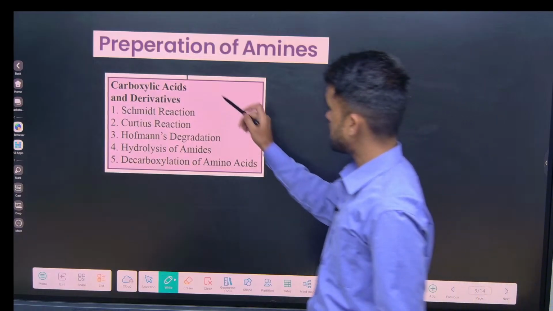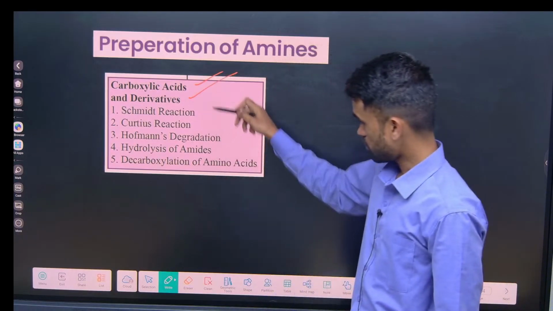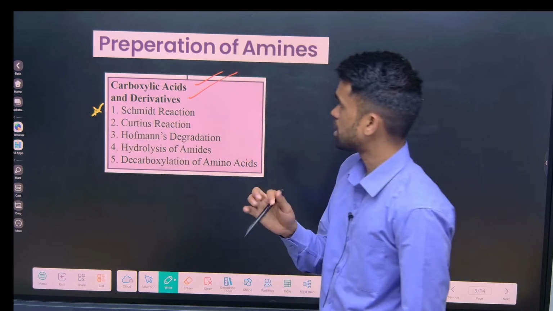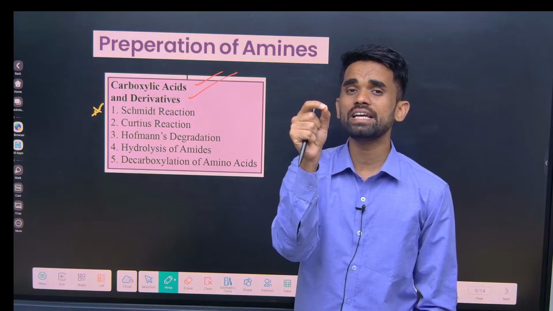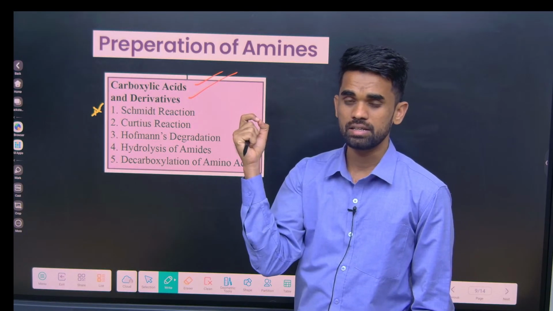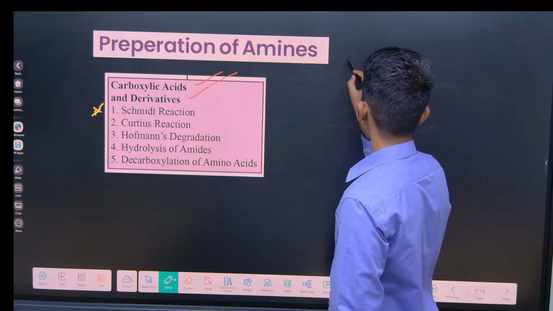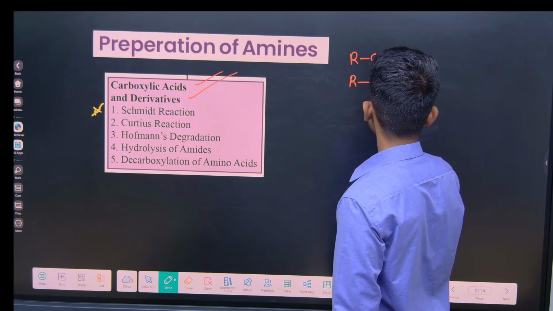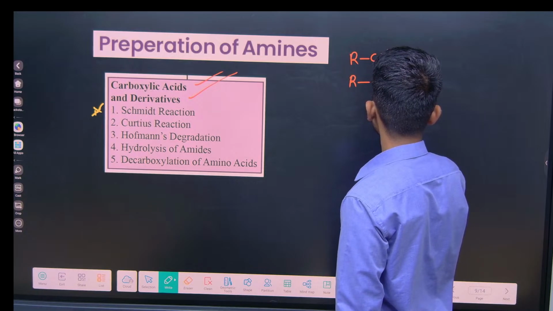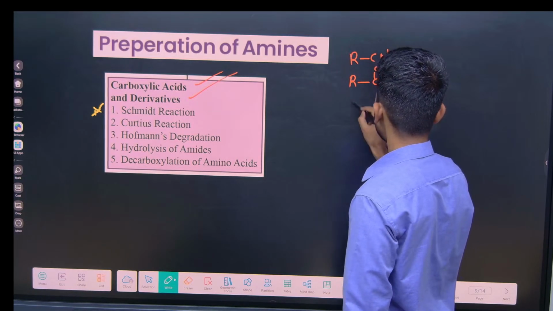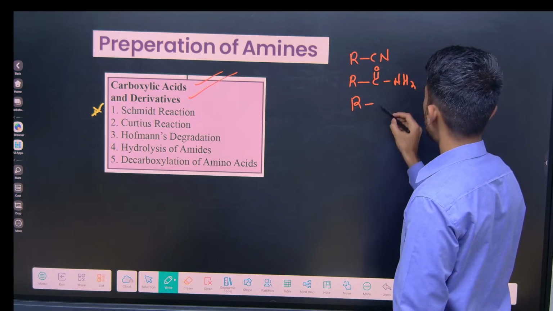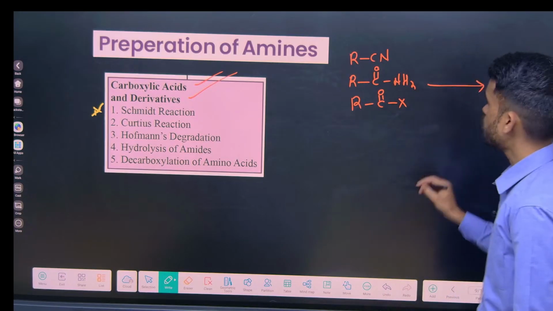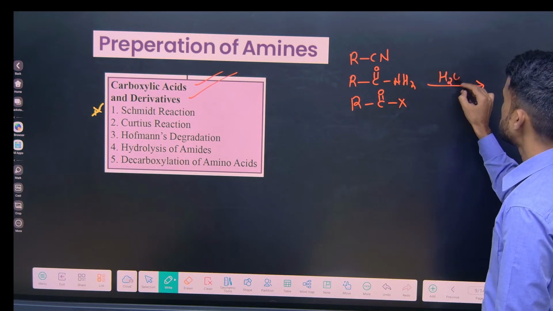Next from carboxylic acids and the derivatives, we have this many reactions. All of them are important. So first of all, remember, what do we mean by derivative of carboxylic acid? If I take an amide, or I can take cyanides like alkyl nitriles, or esters, or acid halides, any of these compounds, if you hydrolyze it, what is the product formed?